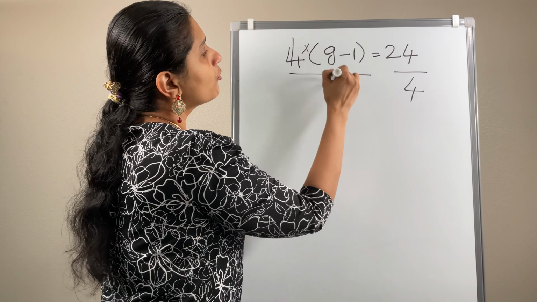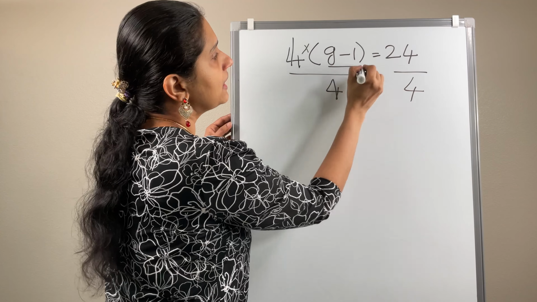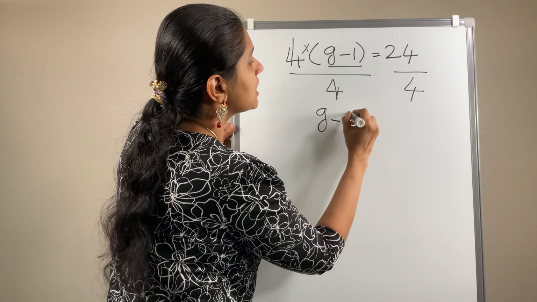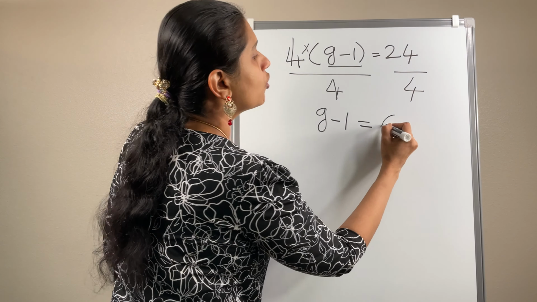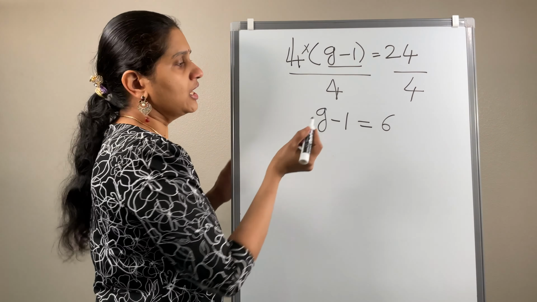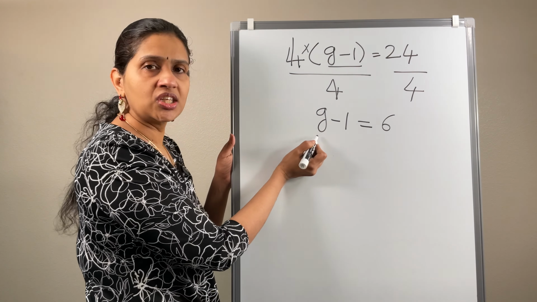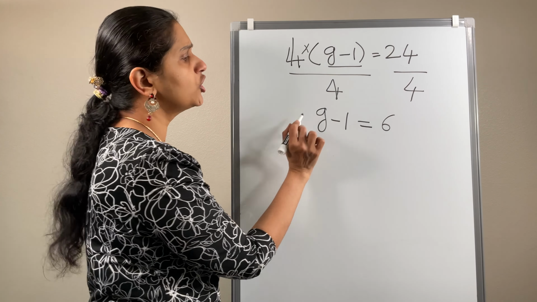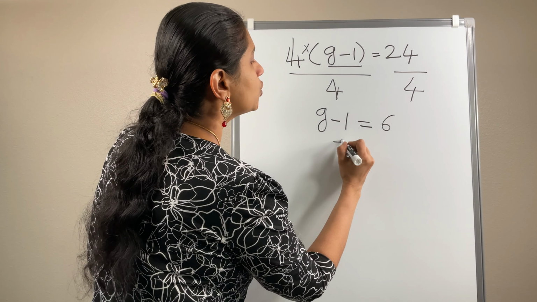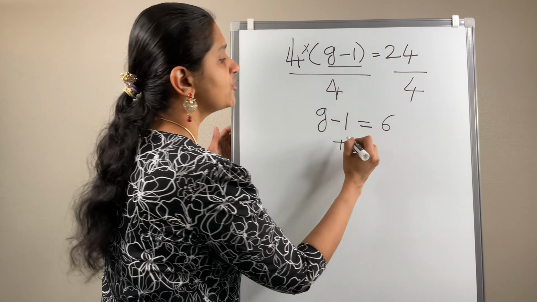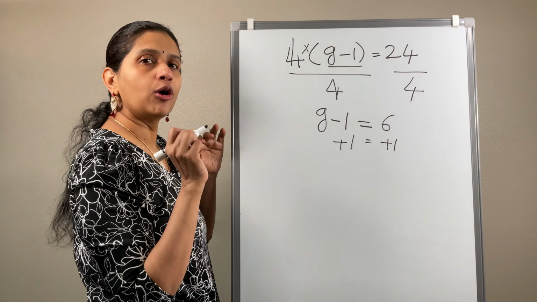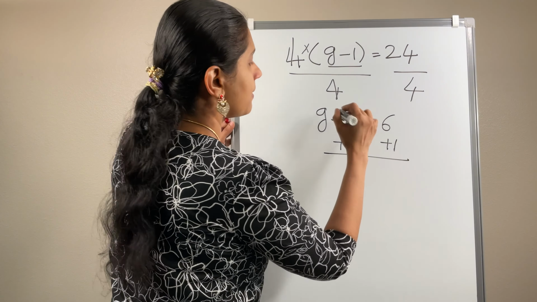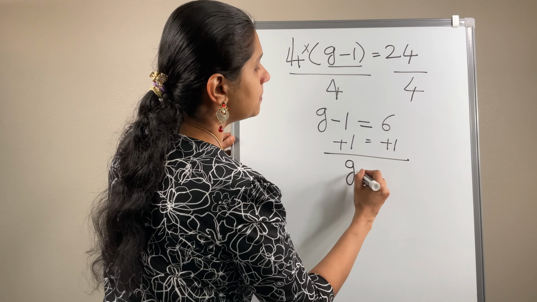Now, 4 and 4 will get cancelled and you will be left with g minus 1. That is equal to 24 divided by 4, which is 6. Now, you see negative 1 is associated with this variable g. So, in order to avoid that, you have to take the inverse of negative 1, which is going to be positive 1. So, you are adding 1 on both the sides. Now, what will happen? You will be left with the variable g.